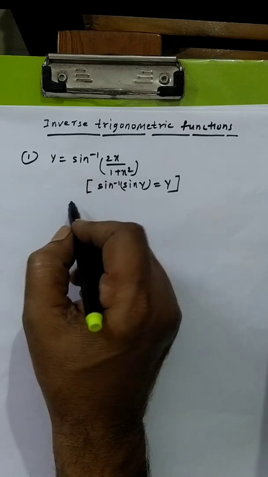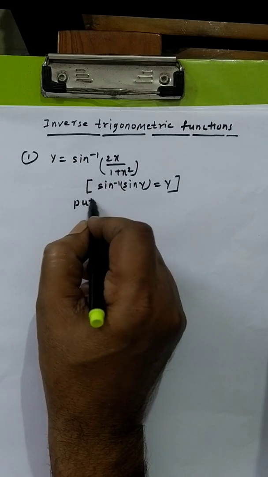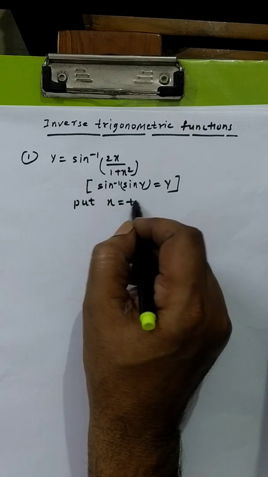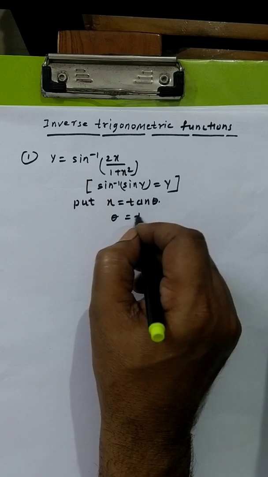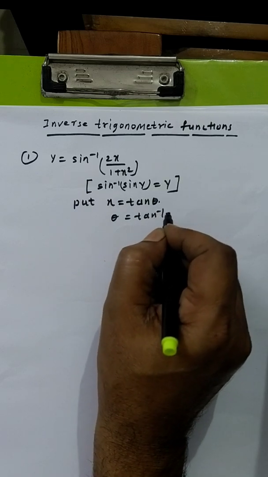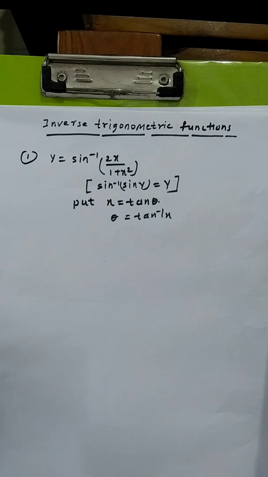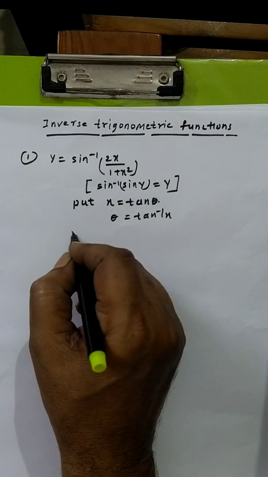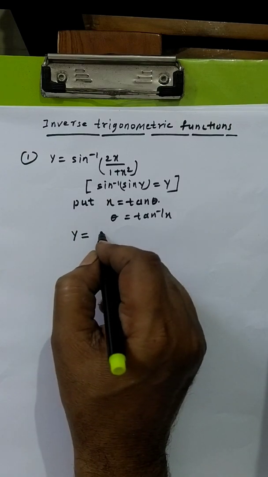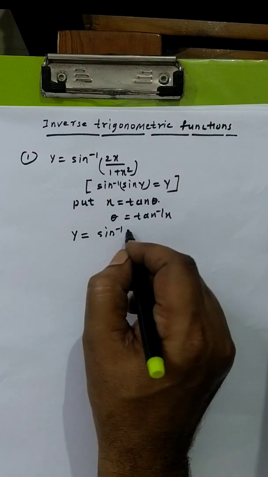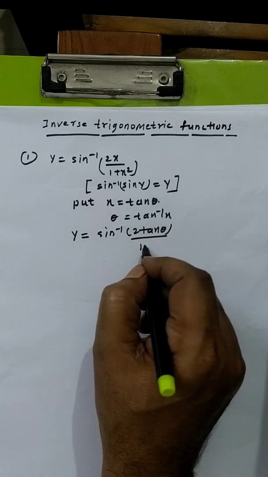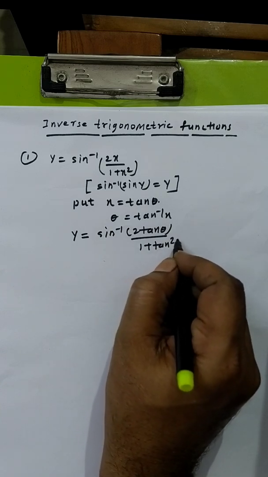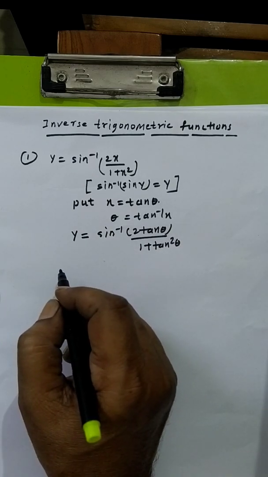If you recollect, here we can put x is equal to tan theta. Then what will be the value of theta? Theta will be tan inverse of x. Then what happens to the given sum? The given sum will be y equals sine inverse of 2 tan theta divided by 1 plus tan square theta.